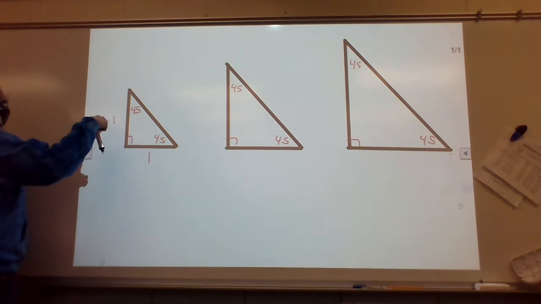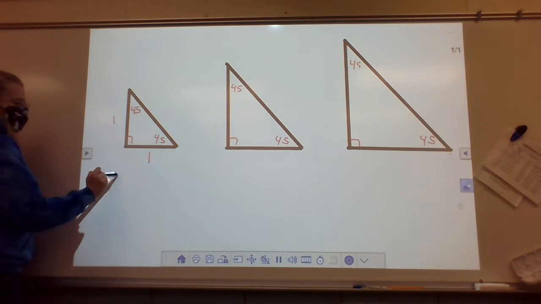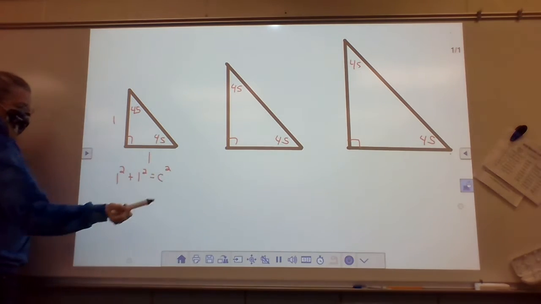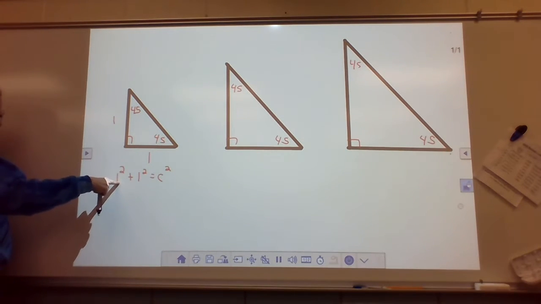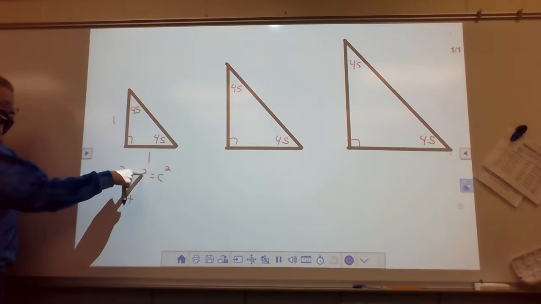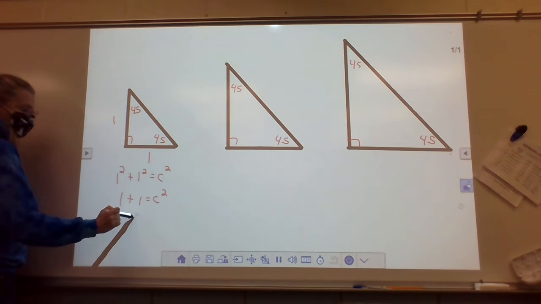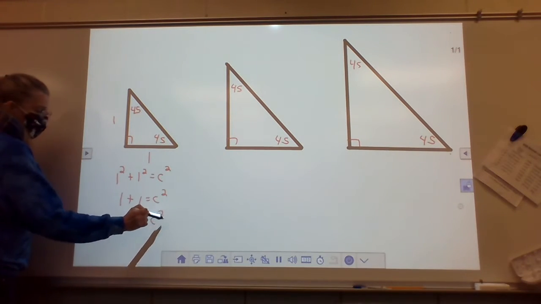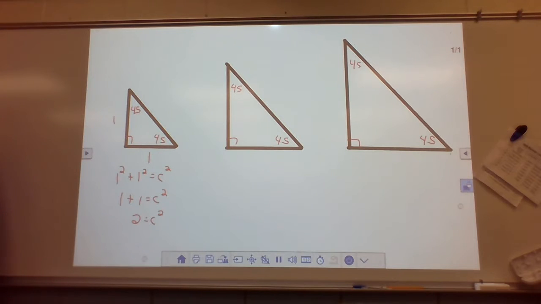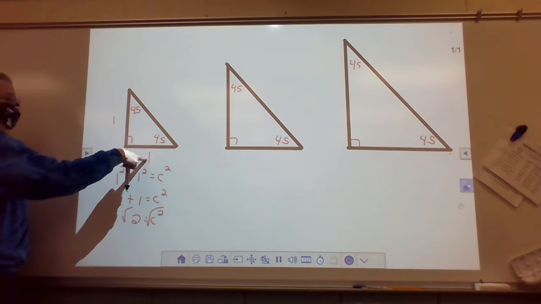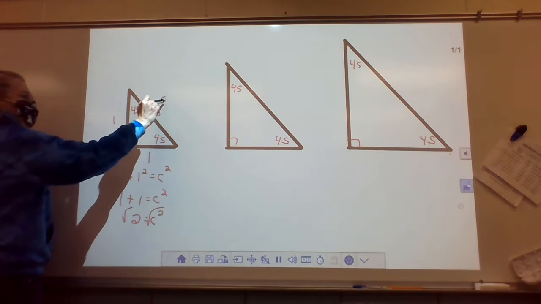Right. So A and B are going to be these two. So 1 squared plus 1 squared equals C squared. Well, 1 squared is just 1. 1 times 1 is 1 equals C squared. 1 plus 1 is 2 equals C squared. And before, at this point, we'd grab a calculator and hit the square root of 2, which would give us like 1 point something. But I don't want to do that. I just want to leave it as the square root of 2. So if my legs are 1, my hypotenuse is the square root of 2.